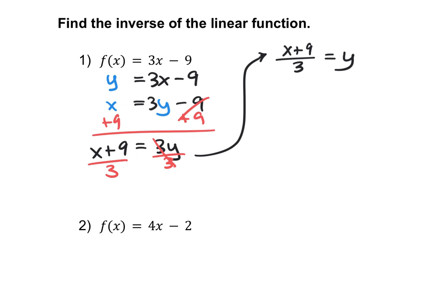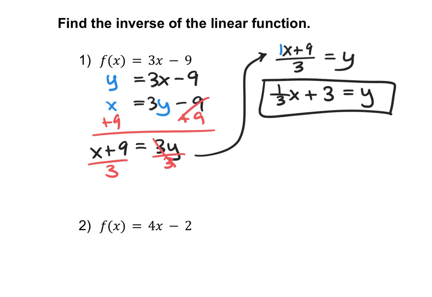I'm perfectly fine leaving it this way. If you want to go a step further, just because I see that the 9 and the 3 can reduce a little bit, that's helpful, especially when you get into graphing it later on, okay? What coefficient's with this x? 1. So since there's a 1 here, we can write it as 1/3 x plus, what's 9 divided by 3? 3 equals y. And that's our inverse.